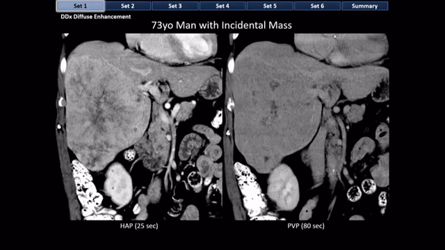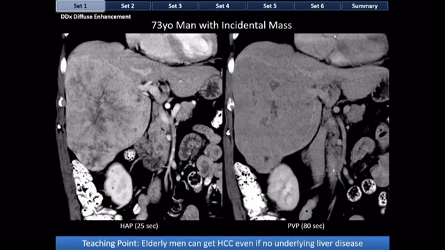Older men without cirrhosis do, in fact, get HCC, and you'll see this as a radiologist. You'll probably see 5 cases like this a year. So think HCC. Now, this is not diagnostic of HCC, but think HCC.